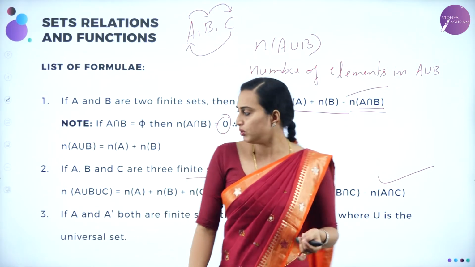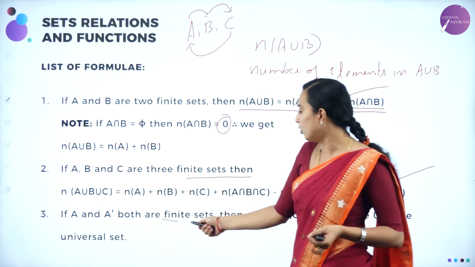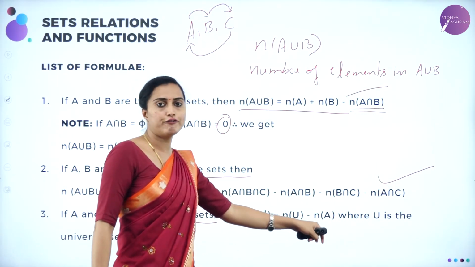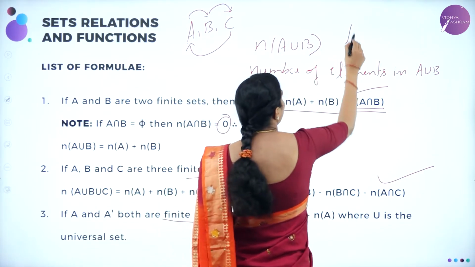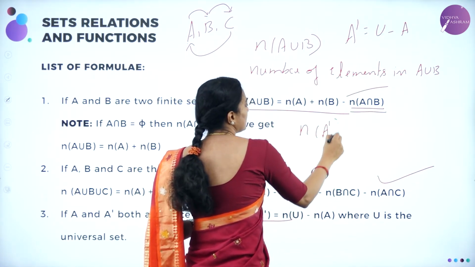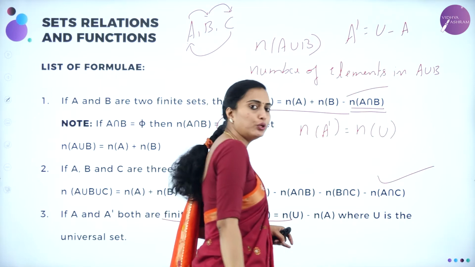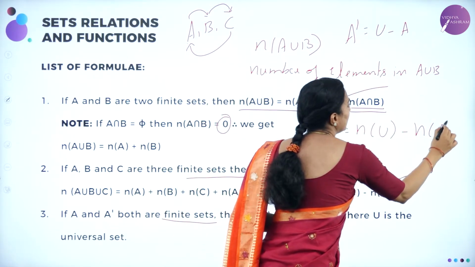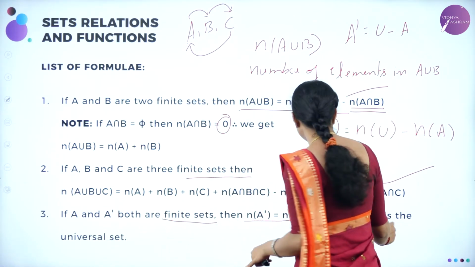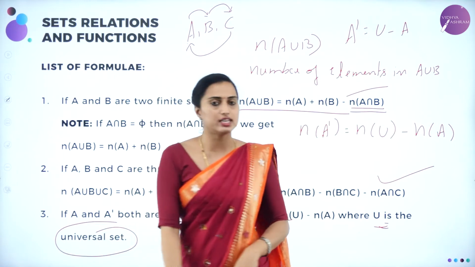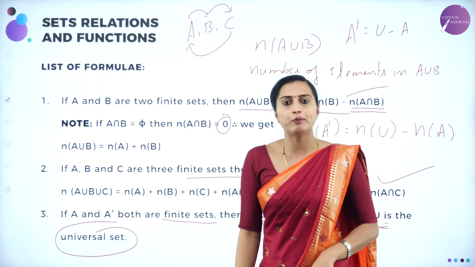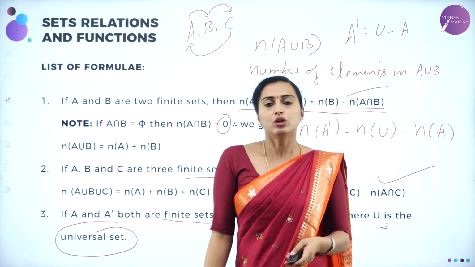Next we'll be moving on to the following. If A and A dash are both finite sets, then we know that n of A dash is equal to n of U minus n of A. How can A dash be written? A dash can be written as U minus A. Therefore, n of A dash is nothing but the number of elements in set U minus the number of elements in set A. What is U? U is nothing but the universal set. Understood? So you have to remember all these formulas to solve the problems by Venn diagrams. Now, what are Venn diagrams?